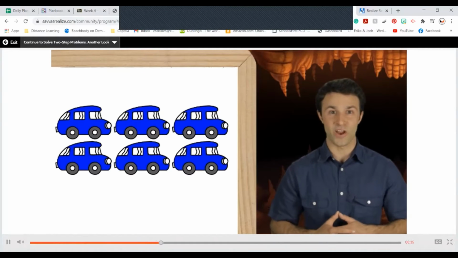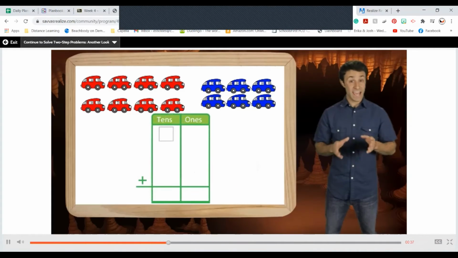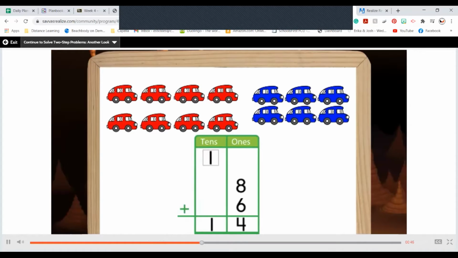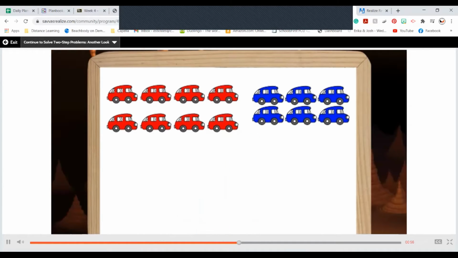Let's use an addition frame. I had 8 red cars and 6 blue cars. 8 plus 6 equals 14. Okay, great. Now what? Find the second step. Figure out how many I have left after I give Malcolm 7 cars. So, in other words, I need to find 14 minus 7.